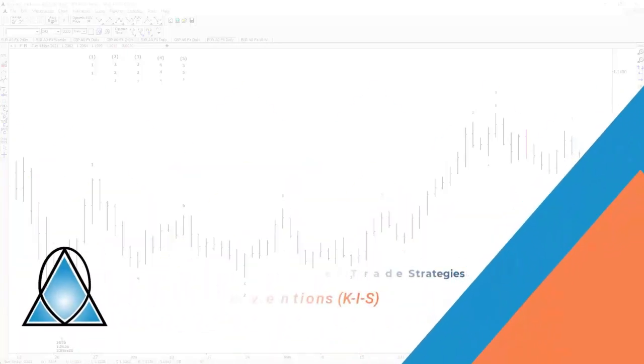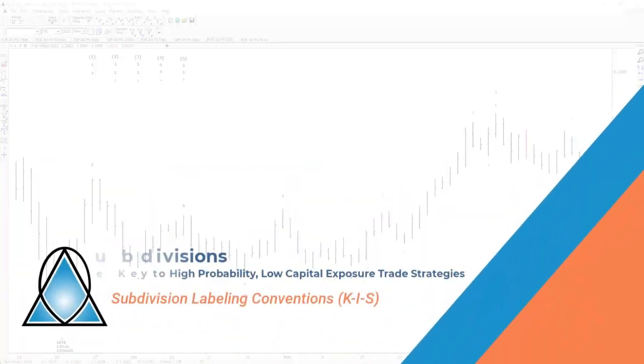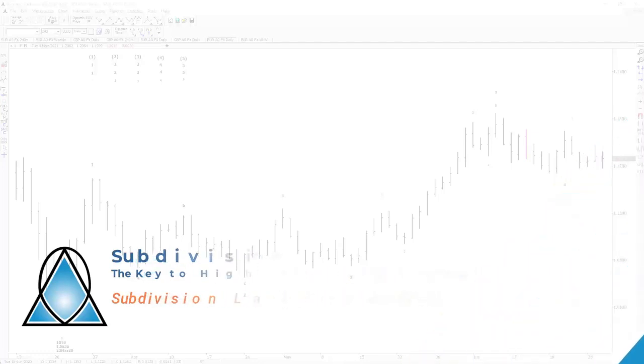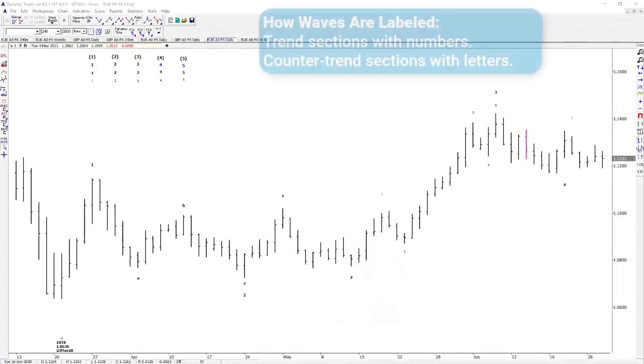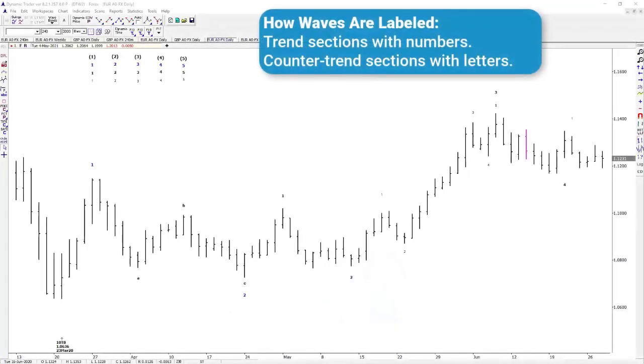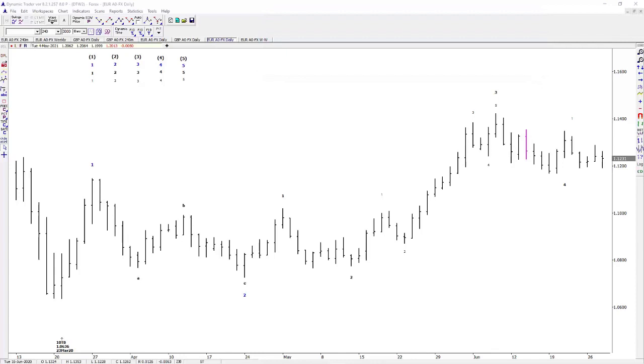In this module, you're going to learn about subdivisions of various degrees of trends and countertrends. Before we get started and learn about subdivisions, I just want to talk a little bit about the labeling convention. In traditional Elliott wave, there's a really complicated and extensive labeling convention for trends and countertrends. Let's take a look at this first chart, and this is labeling conventions of trends.